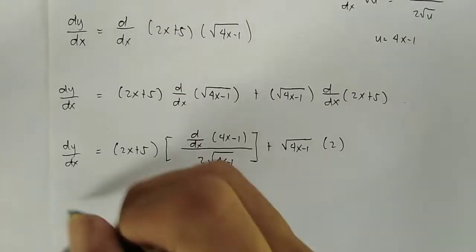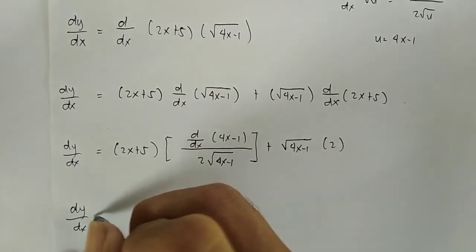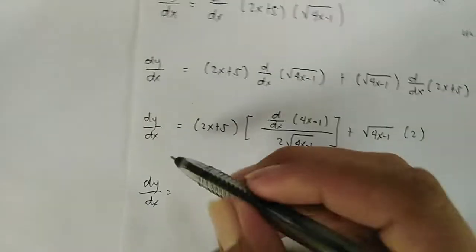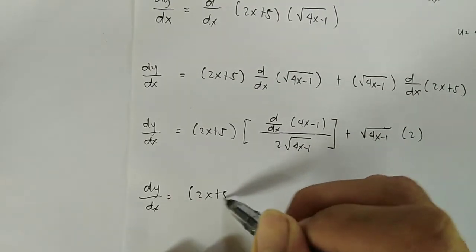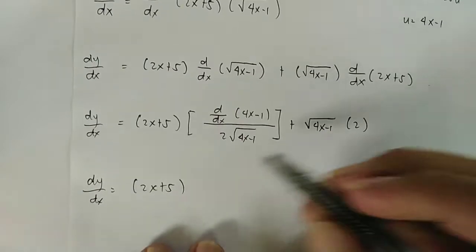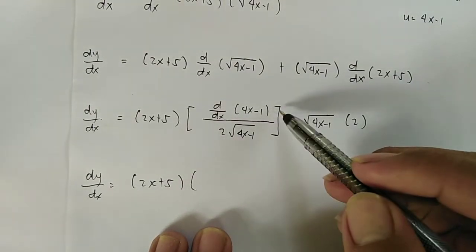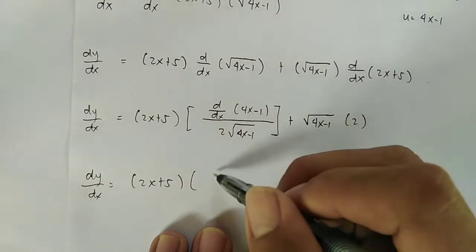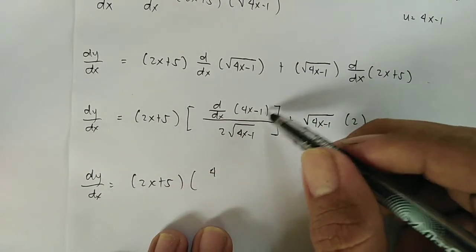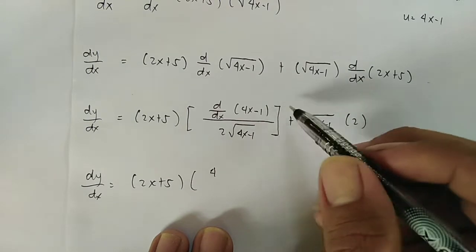Simplify this one further. dy over dx is equal to 2x, kopyahin natin yung 2x plus 5. So simplify natin dito. So 4x minus 1, derivative of 4x minus 1. So derivative of 4x is 4. Then derivative of negative 1 is 0. So 4 minus 0 is 4.